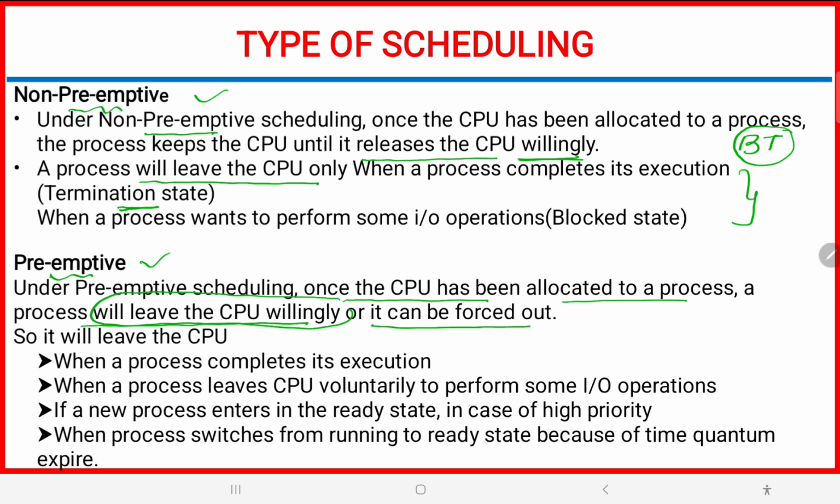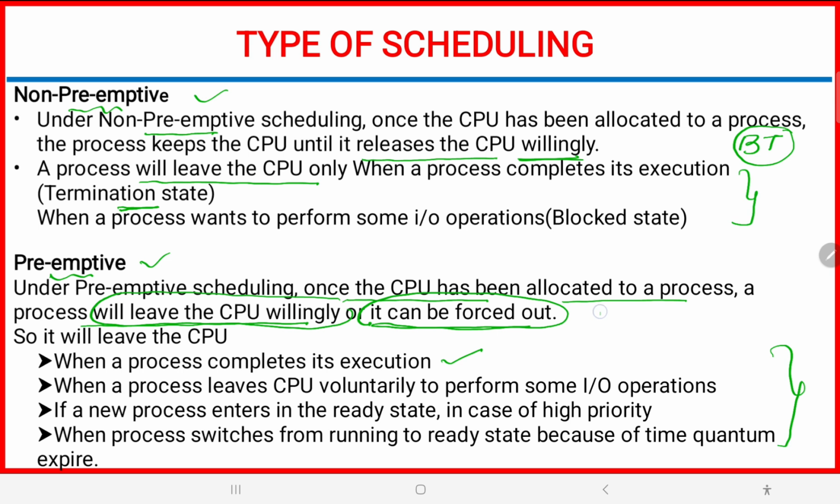That is, the process will leave the CPU willingly only, whereas in this case, it can be forced out also. So there are actually four possibilities over here. If you observe those four possibilities, the first possibility is that the process will leave the control of CPU when it has completed its execution.